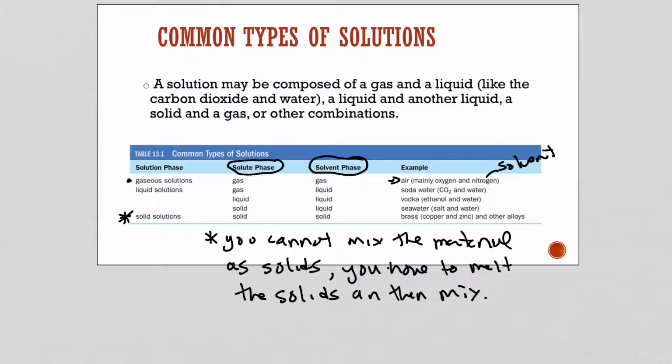And so solutions can take all of these forms. We will in this chapter focus on the gaseous and the liquid solutions, and we'll focus on solutions that have a solvent of water.